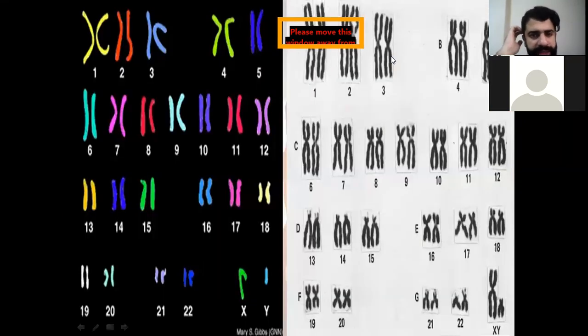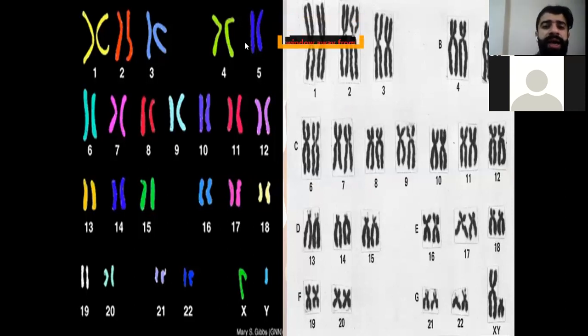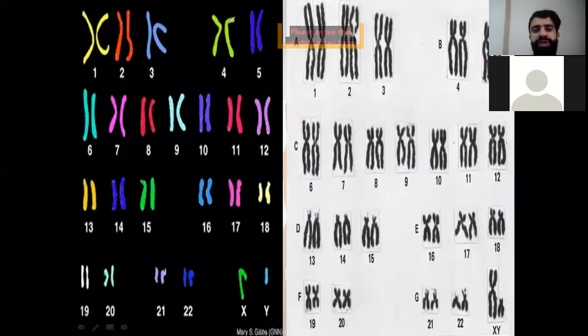This one is a colored one, a beautiful one. The karyotype, is it showing the karyotype of a haploid or a diploid? Justify your answer. Let's see. This colored karyotype, is it for a haploid or for a diploid? Raise your hands, please. Is this for a diploid or a haploid? And justify your answer.